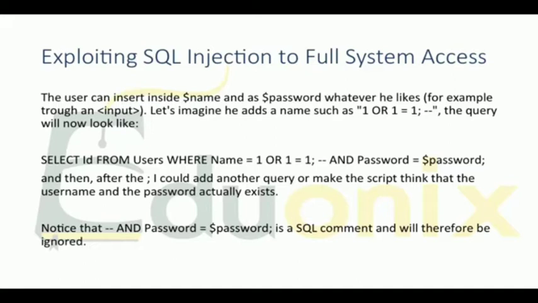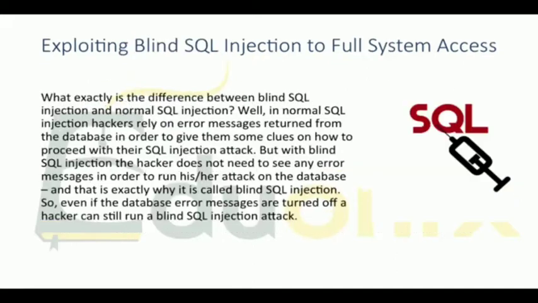The query would then look like this. Select ID from users where name equals 1 or 1 equals 1, semicolon, dash, dash, and password equals password. And then, after the semicolon, you could add another query to make the script think that the username or password actually exists. So notice that dash, dash, and password equals $password is a SQL comment and will then probably be ignored. Well, not probably, it will be ignored.